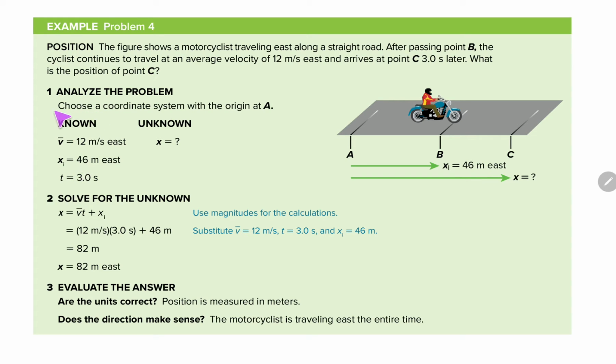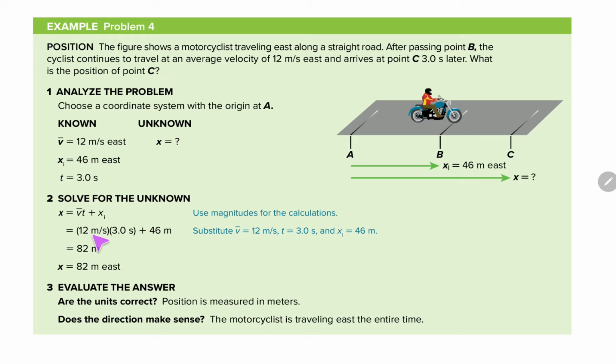X initial, we should write it with the direction in the question: 46 meters east. And also we have the time here, which is t equal to 3 seconds. We need to find x final. In the beginning, we will write our equation, which is x final equal to vt plus x initial. V, we have it in the question, which is 12 multiplied by the time, which is 3, plus x initial, which is 46 meters.